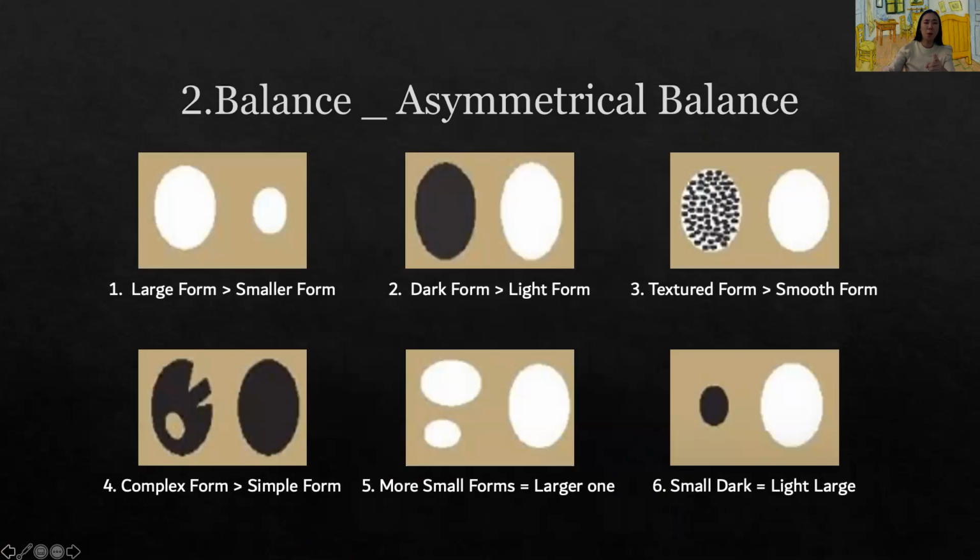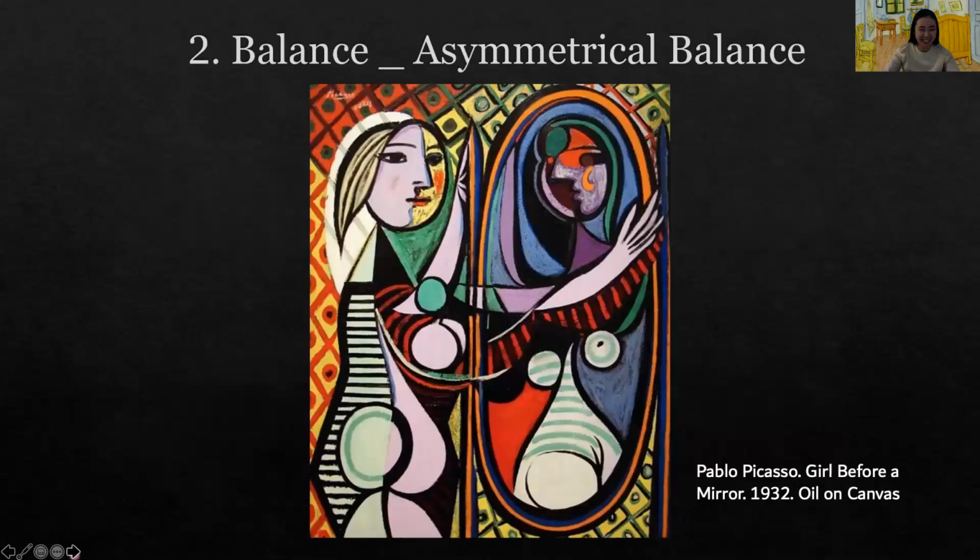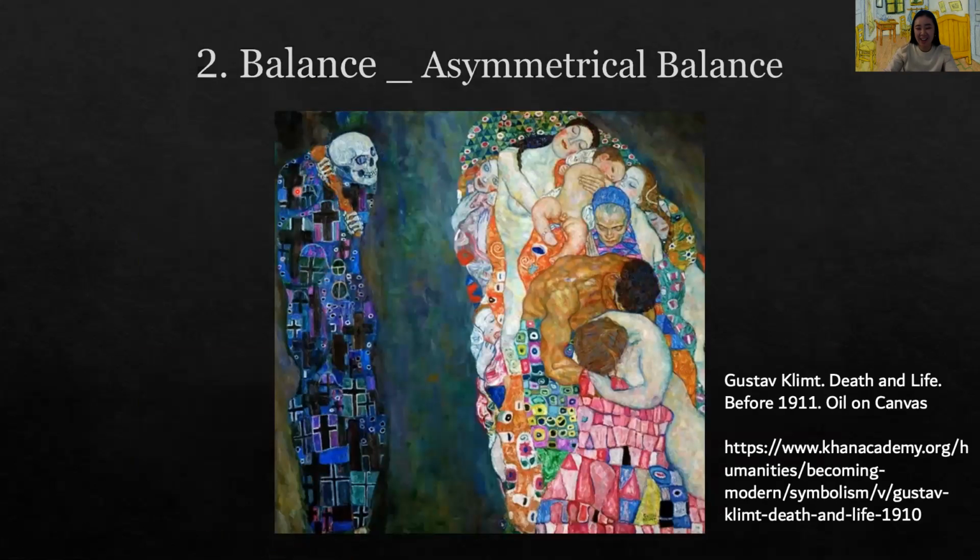Oh, I was so close. Oh, number 6. Yes. It's large and smaller, but also dark and light. That's right. So we have to look at the color also. So there is a bright, large chunk on the right side, and there is a small, dark form on the left side. So it can be the 6th asymmetrical balance feature.